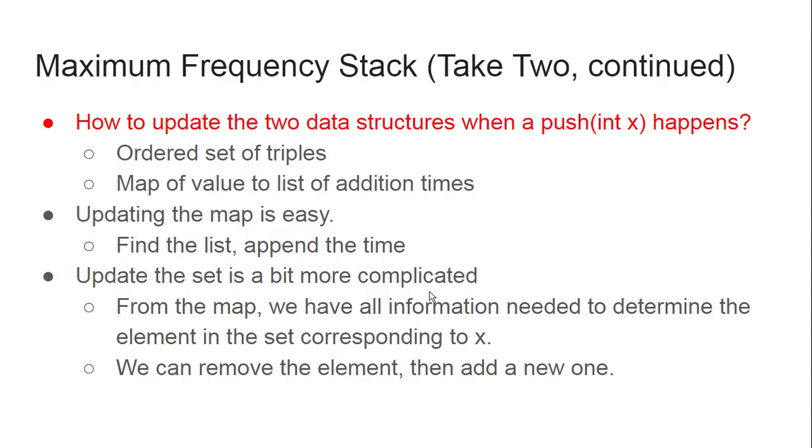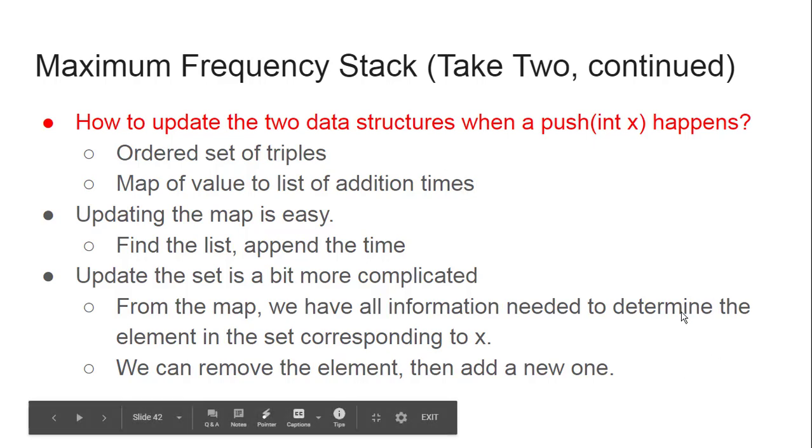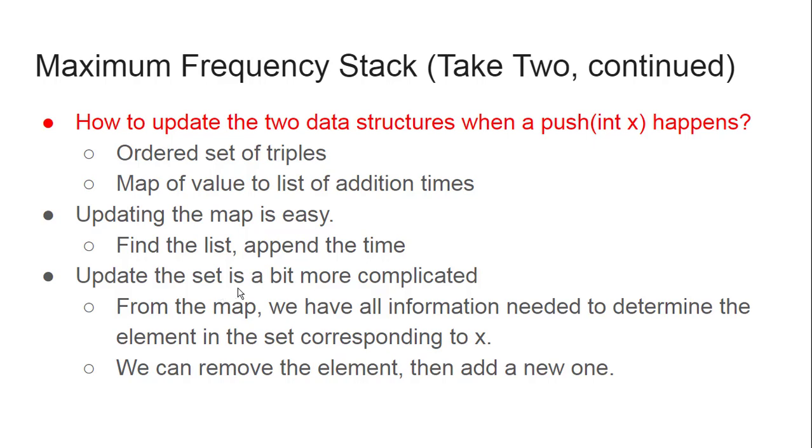Updating the set is a little bit more complicated because now both the frequency and the last addition time for x change. So the triple in the set corresponding to x will need to be updated. The way to do that is we can find the element, remove it, and then insert a new one. Because of the map, given x, we have enough information to determine how many times x has been added and what the last addition time is.